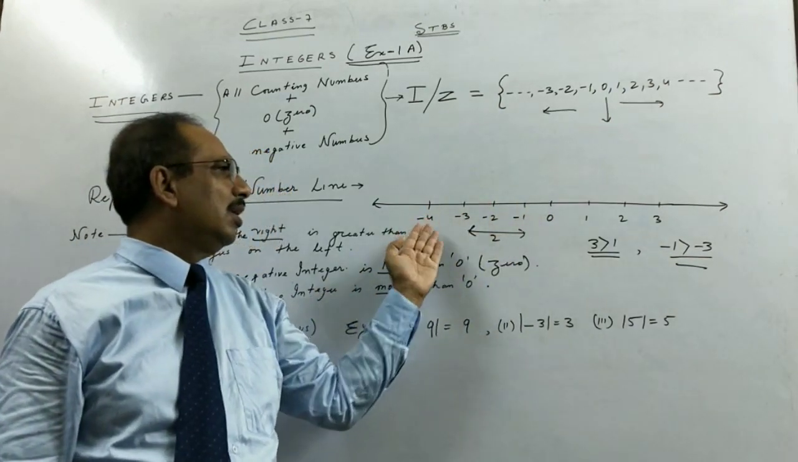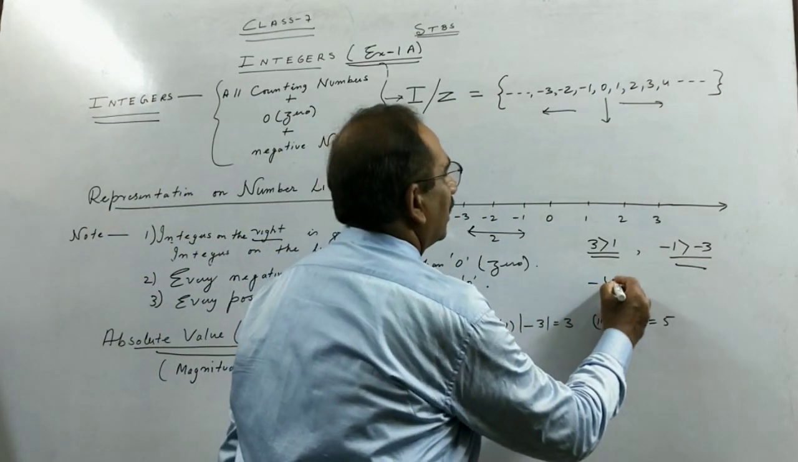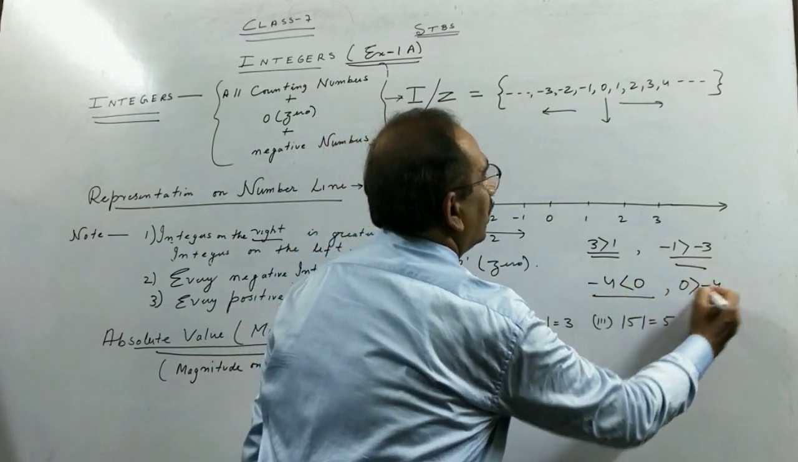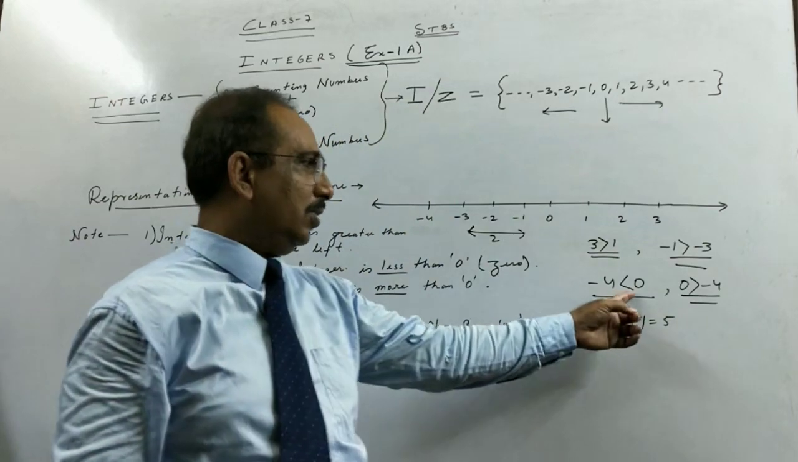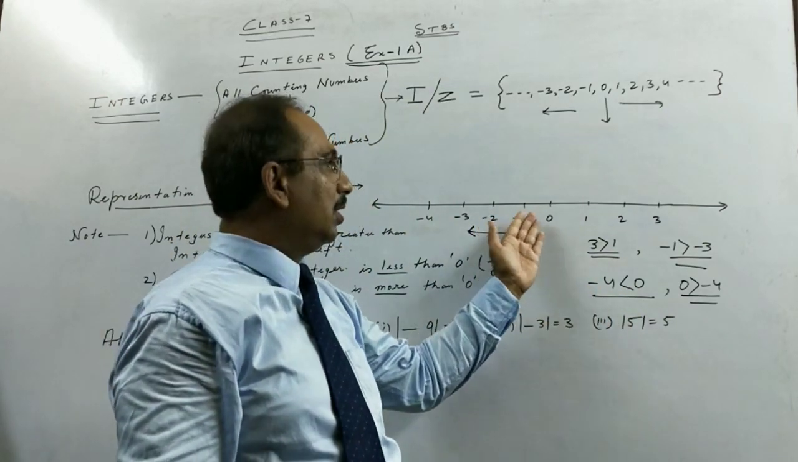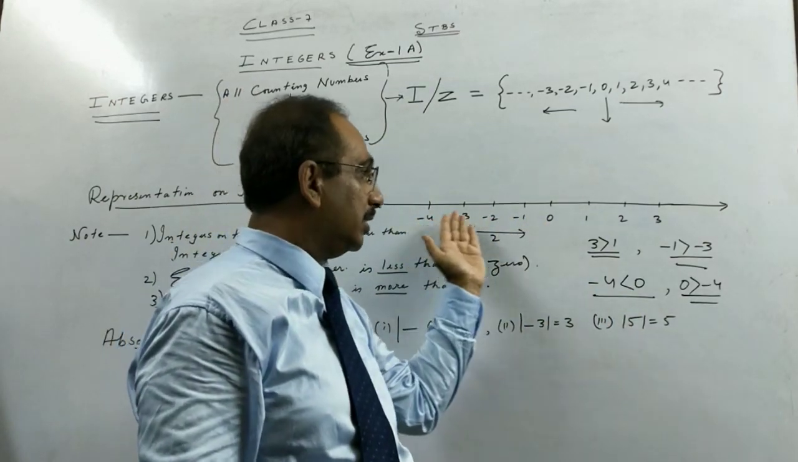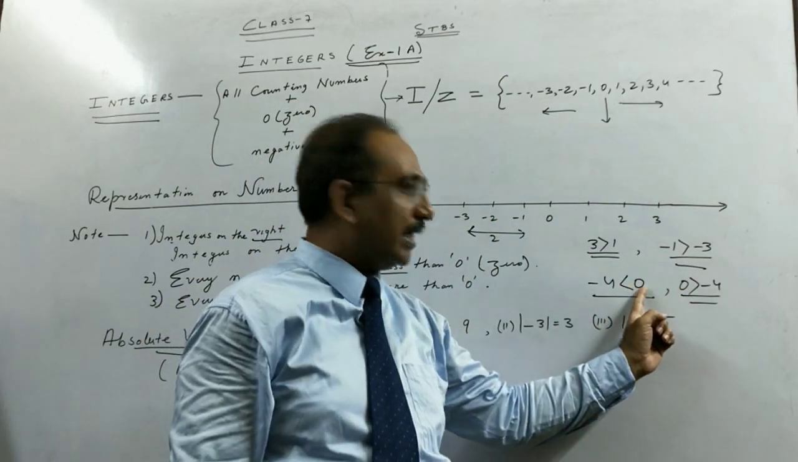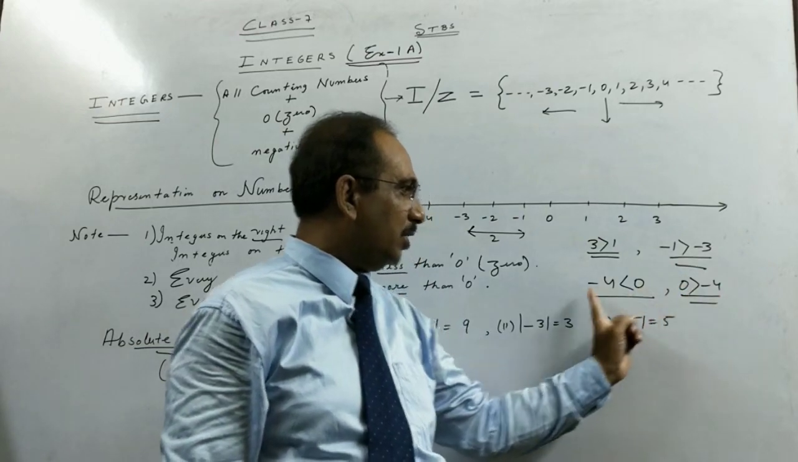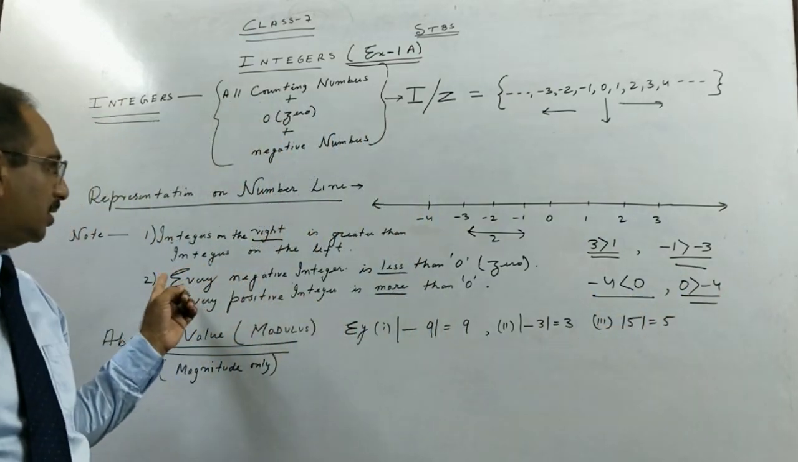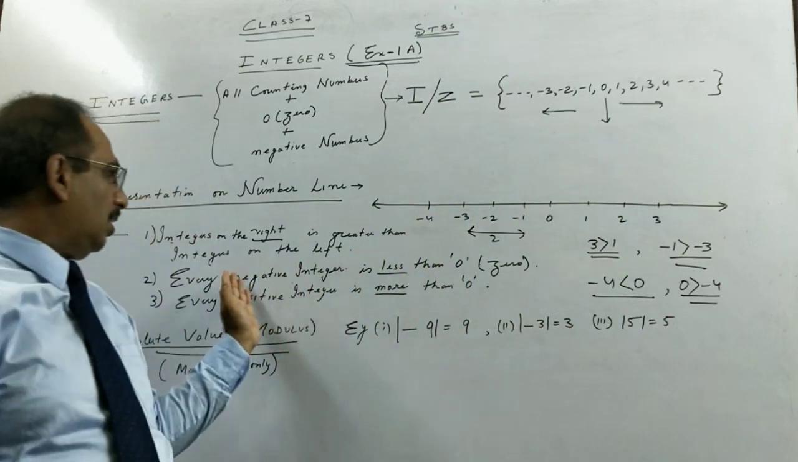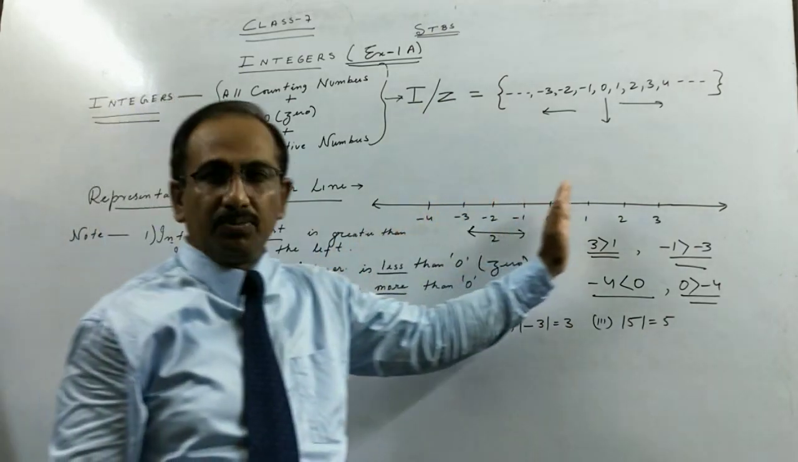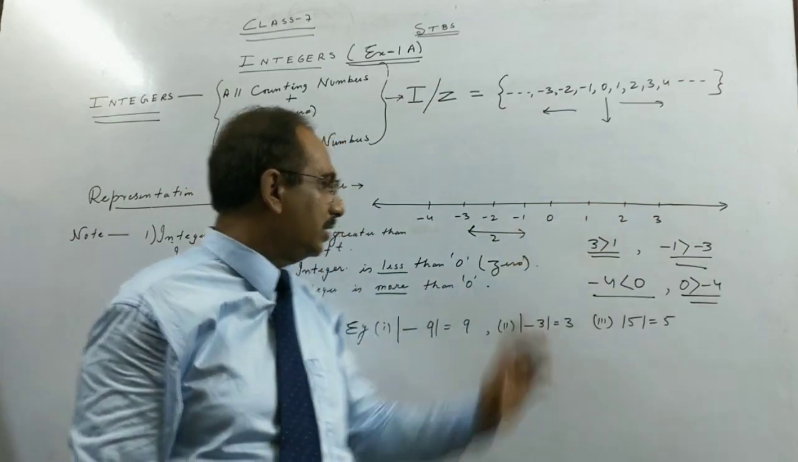All these numbers, minus 4 is less than 0. If you read this side, 0 is greater than minus 4. 0 is greater than all the negative integers. And this way, you can write it where the mouth is open, that side is bigger. So 0 is bigger than minus 4. Numbers on the left are less than 0, and every positive integer, those towards the right, is bigger than 0.